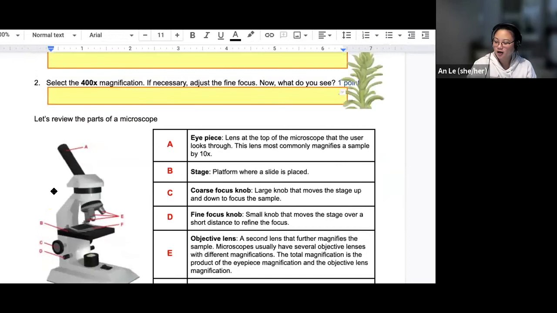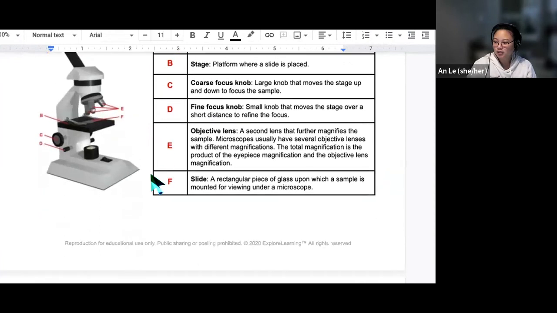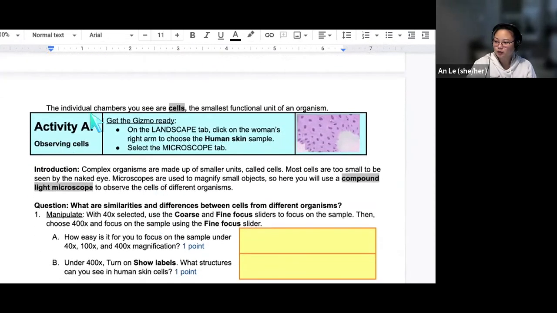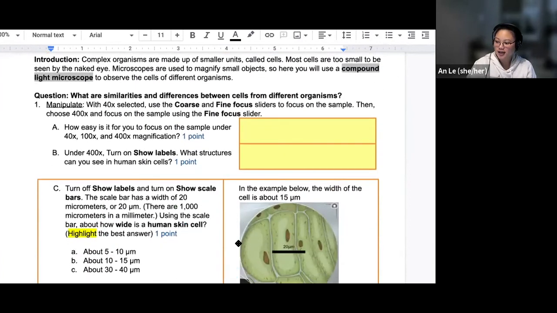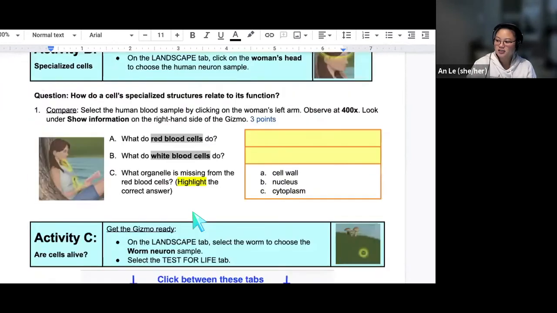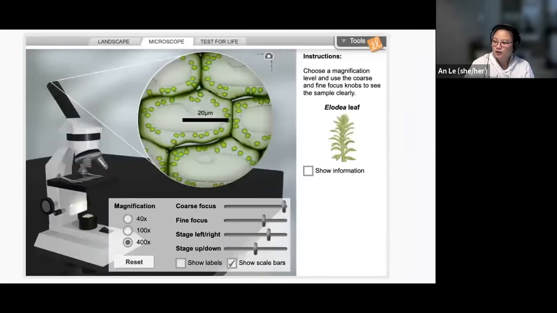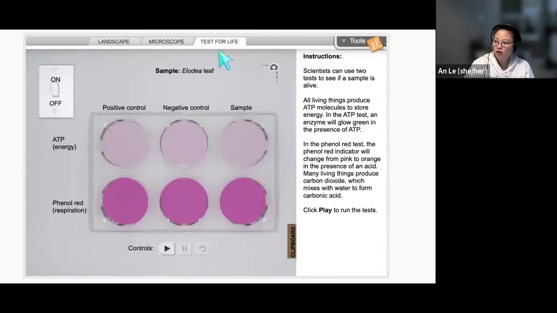So I've kind of already gone over the parts of a microscope. You don't have to do anything here. It just tells you what it is that you're using. When you're done with the warm up, you're going to move on to activity A, and you're going to, again, measure. There's examples that show you. And then activity C. Activity C is testing if cells are alive. So everybody click on test for life, okay? Test for life. We're going to try to see if Elodea is a living thing. All living things make ATP. ATP is energy.